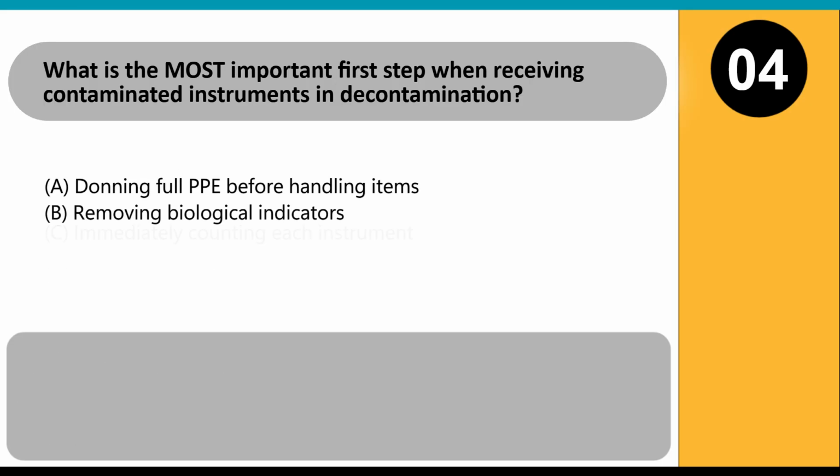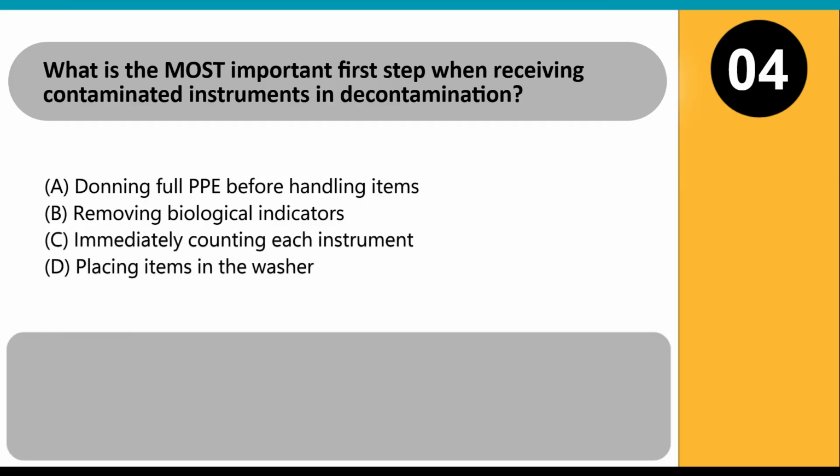What is the most important first step when receiving contaminated instruments in decontamination? A. Donning full PPE before handling items. B. Removing biological indicators. C. Immediately counting each instrument. D. Placing items in the washer.